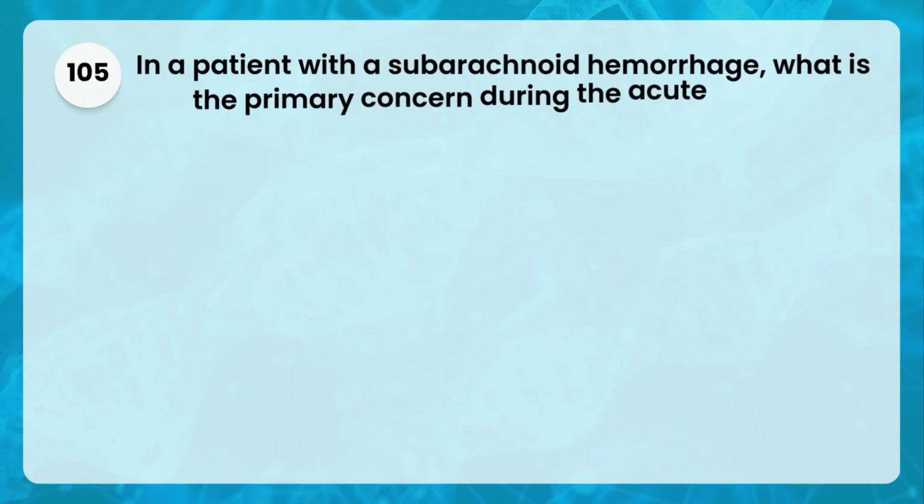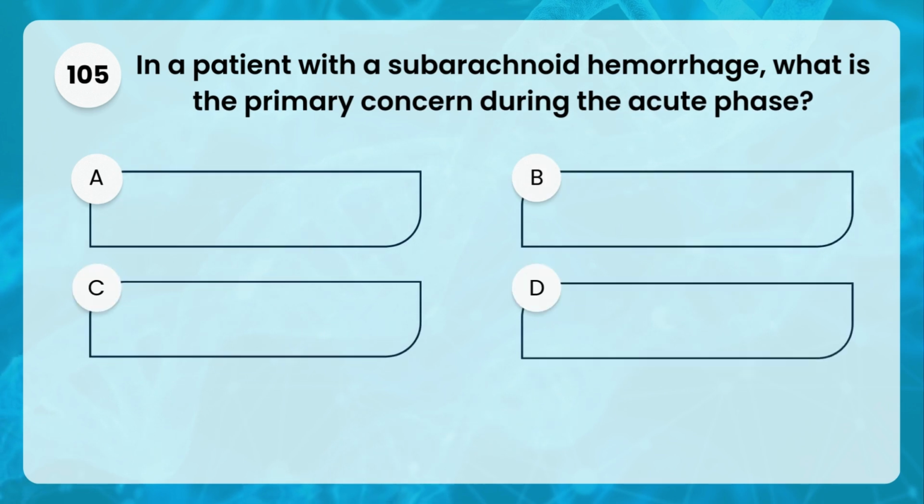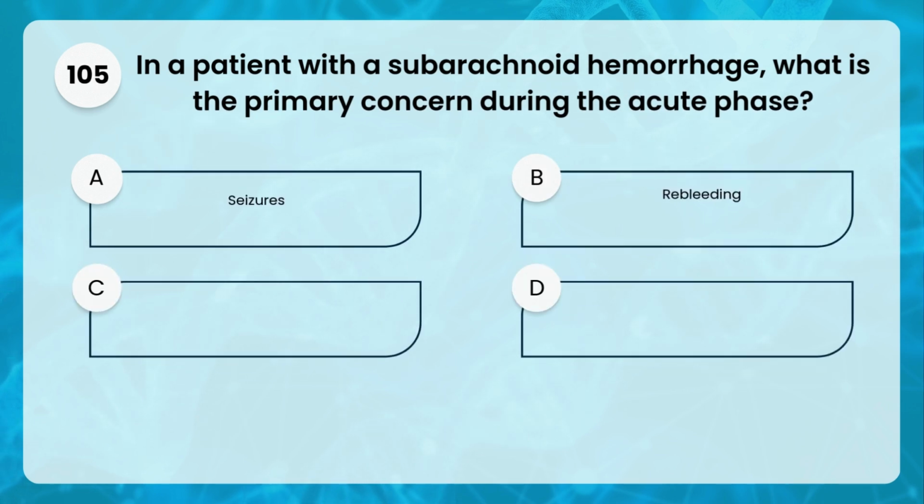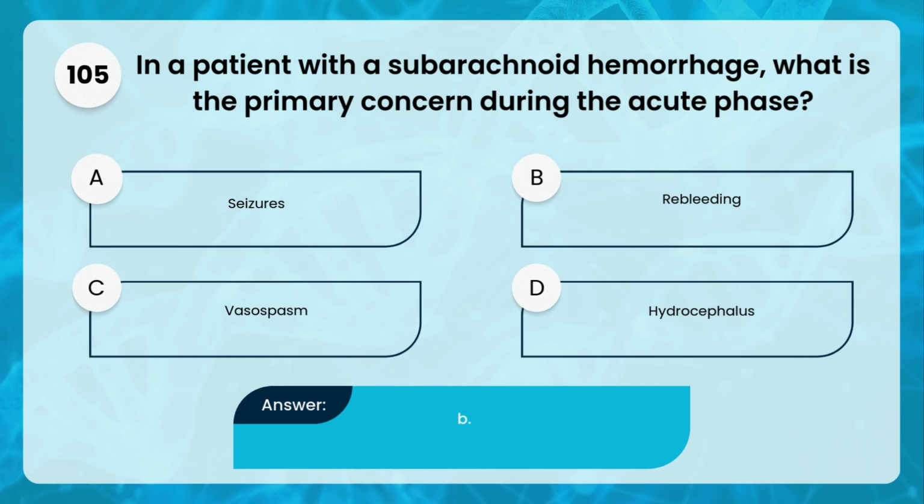105. In a patient with a subarachnoid hemorrhage, what is the primary concern during the acute phase? A, seizures. B, rebleeding. C, vasospasm. Or D, hydrocephalus. The answer is B, rebleeding.